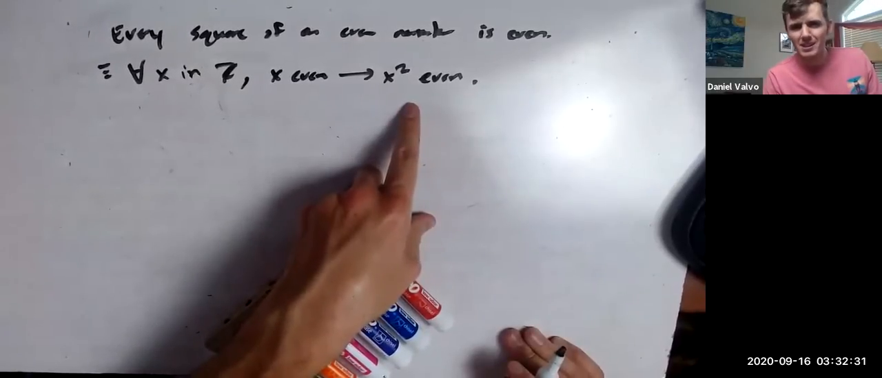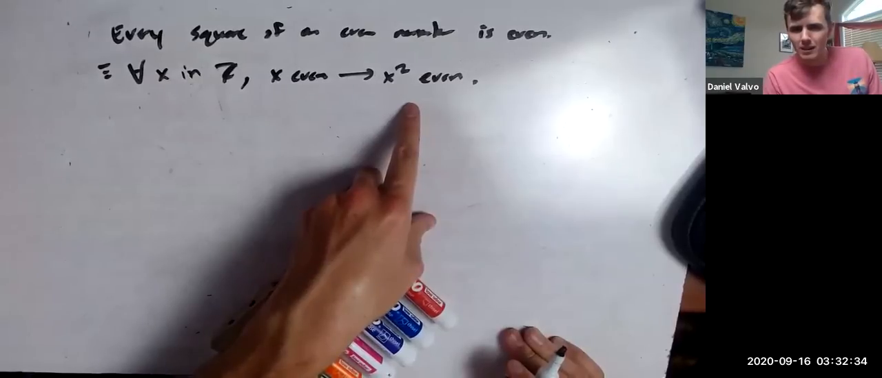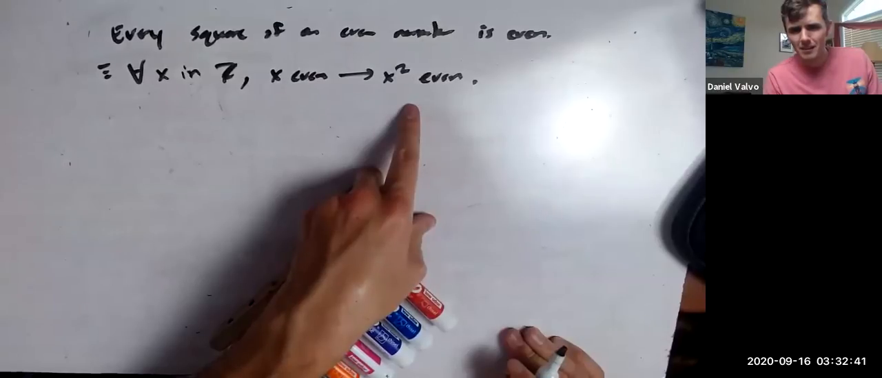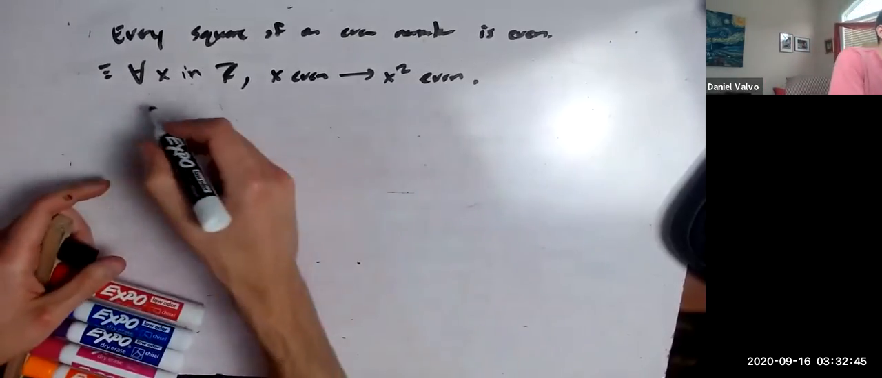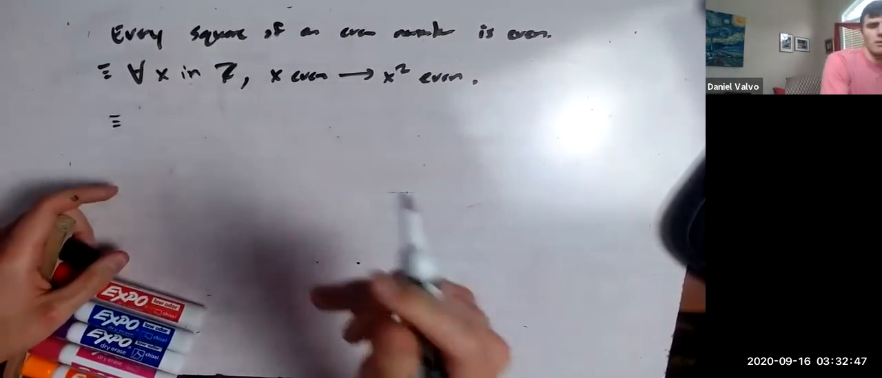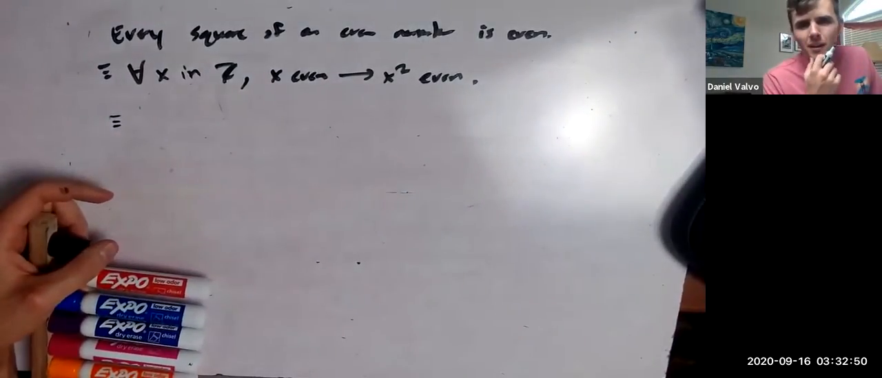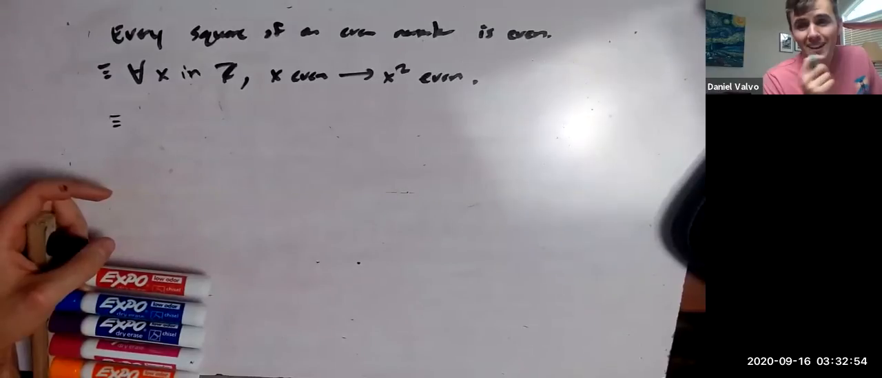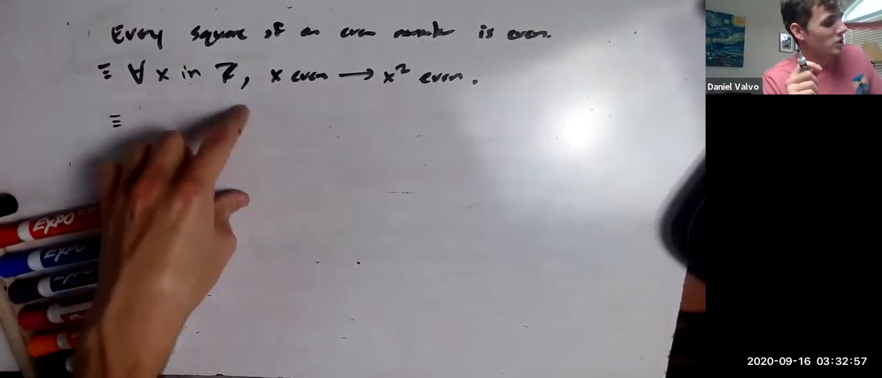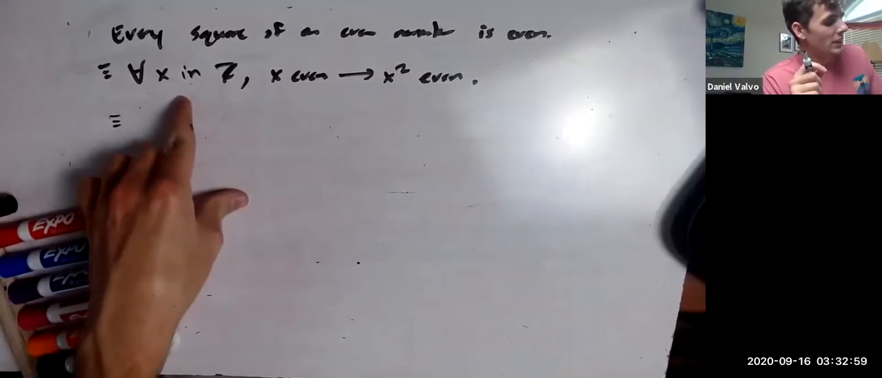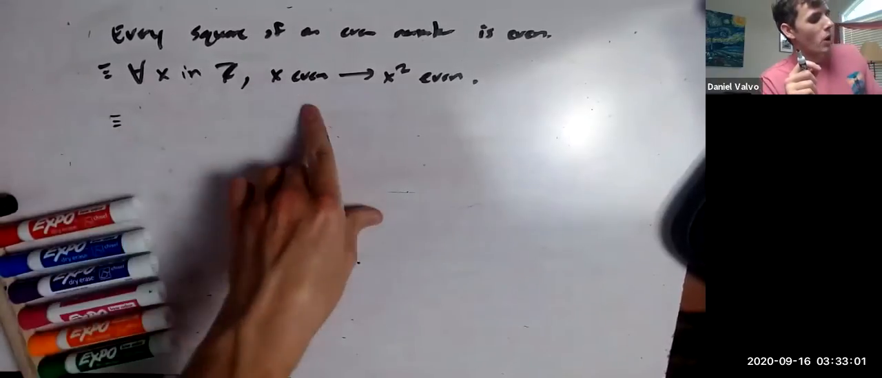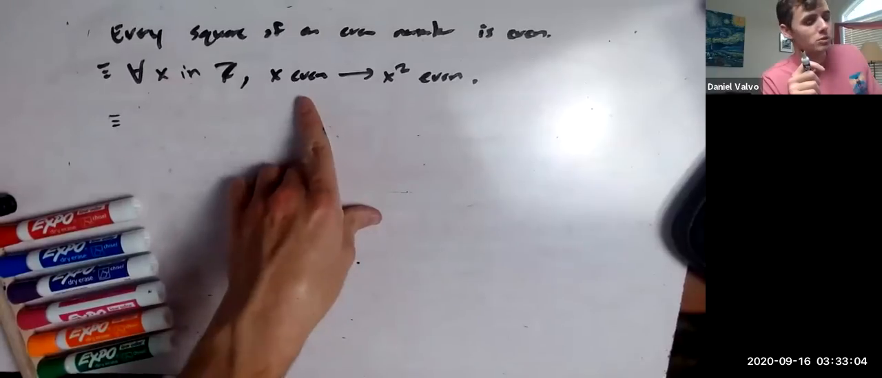But here's a question. Do we even need a conditional statement to write this? Could you think of a way to write an equivalent statement here without using an implication arrow, without using an if-then? I'll give you a hint. Here we took the domain to be all the integers, and then we said, for this specific part of the domain, we know whenever this is true, this will follow.